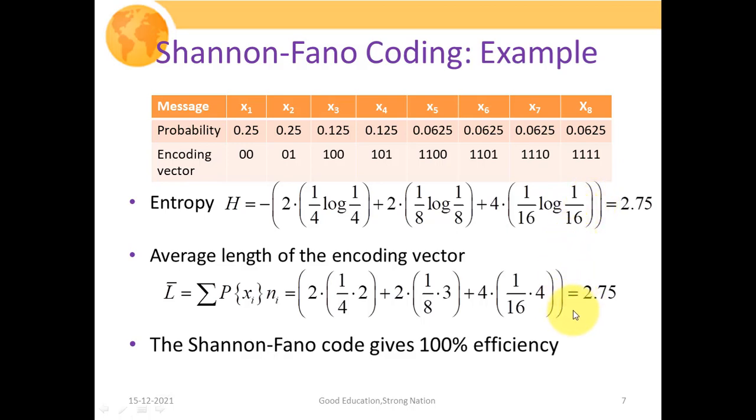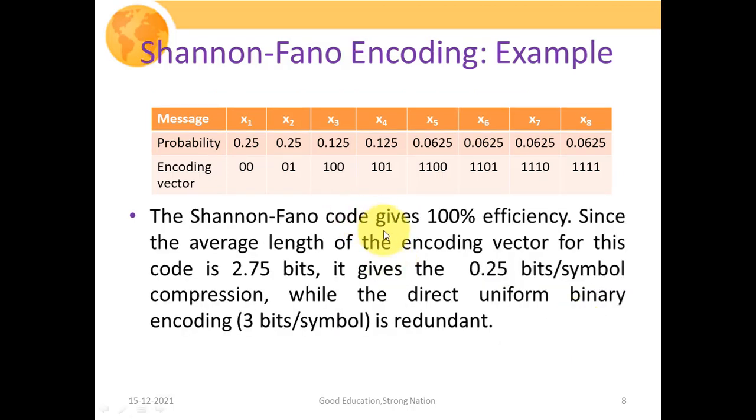So we can say that in this particular case, Shannon-Fano gives us 100% efficiency, or it is a 100% efficient code. The Shannon-Fano gives 100% efficiency since the average length of the encoding vector for this code is 2.75 bits, and it also gives 0.25 bits per symbol compression, while direct uniform binary encoding would require 3 bits per symbol, which is redundant. So we could say that in comparison to uniform binary coding, we have compressed our source on average by 0.25 bits per symbol, or we have basically saved 0.25 bits per symbol.